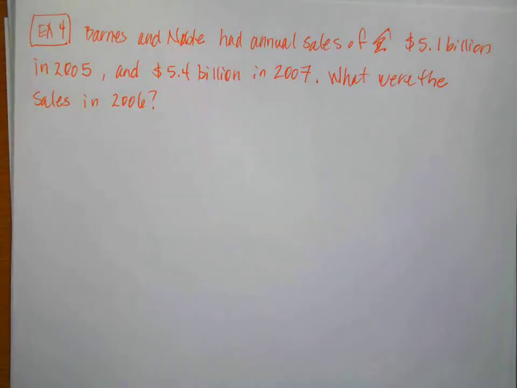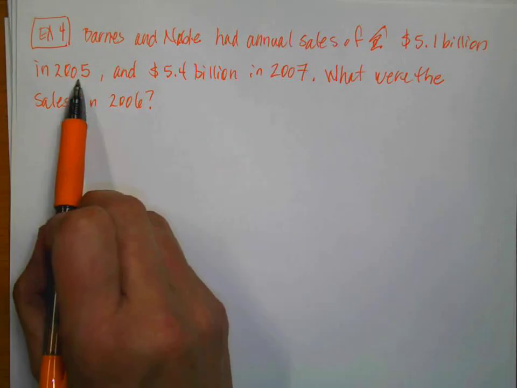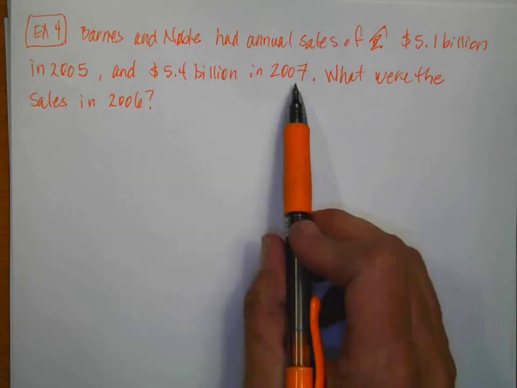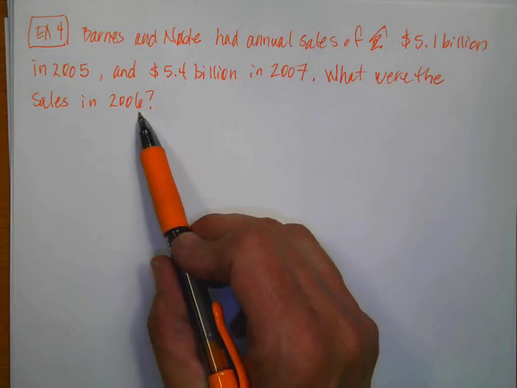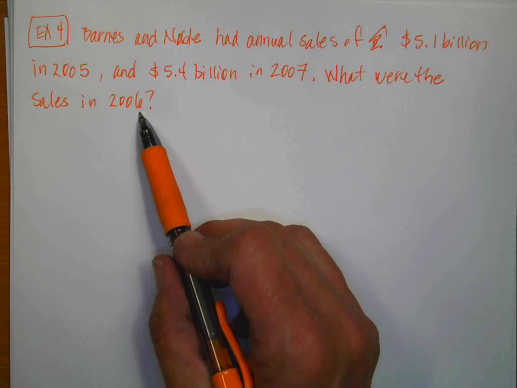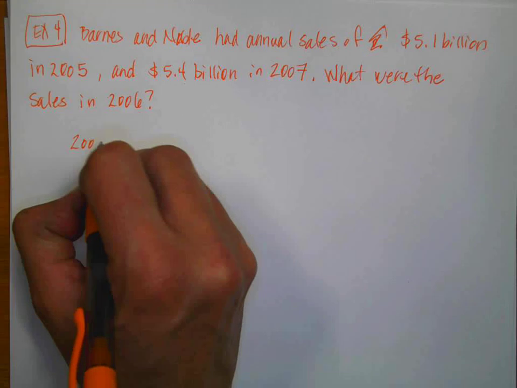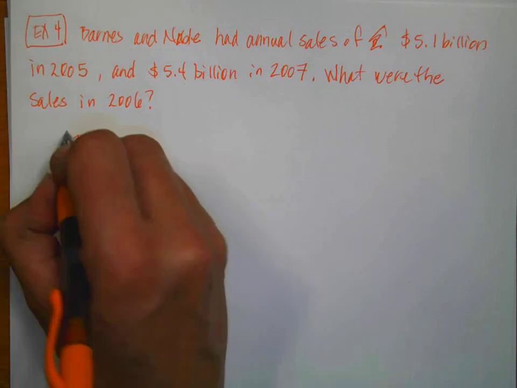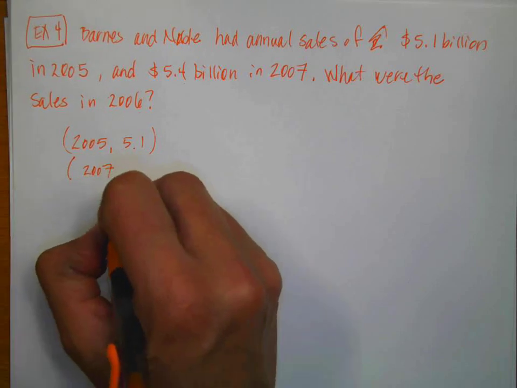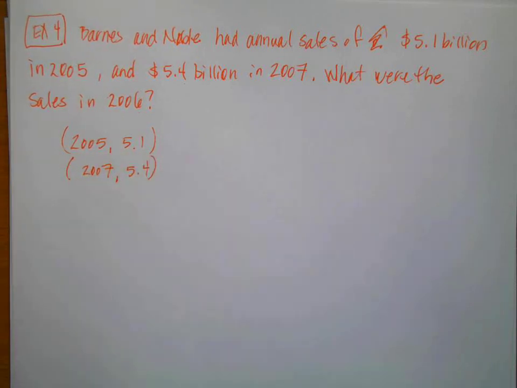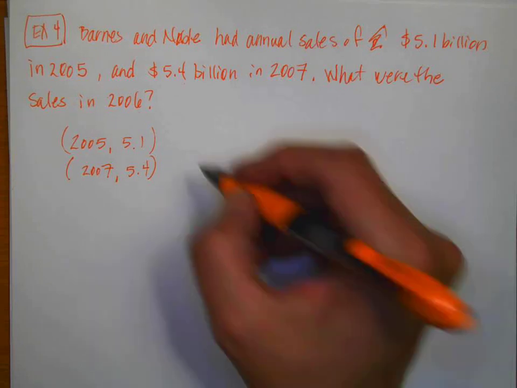All right? So the cool way to do this, and since we talked about a midpoint, it's important to notice I'm given 2005 and I'm given 2007. So then 2006 is smack in the middle, so then I can use the midpoint. I'm going to write down my given information. I'm going to write it as 2005 and then 5.1. And then I'm going to write 2007 and 5.4. Okay, those are my two data points. Those came from the words. And now I'm just going to calculate the midpoint.